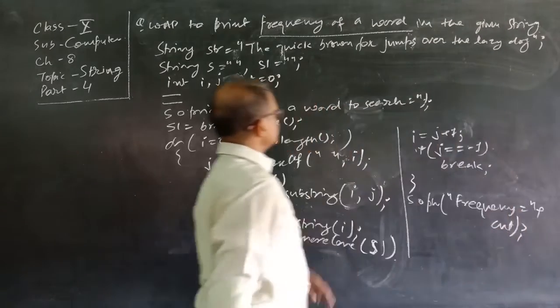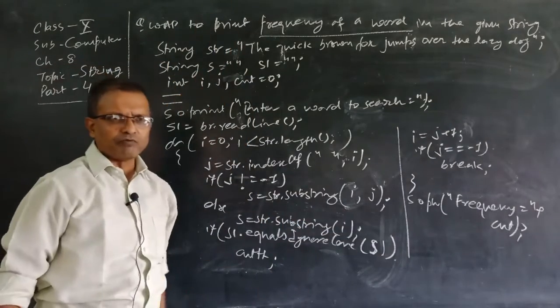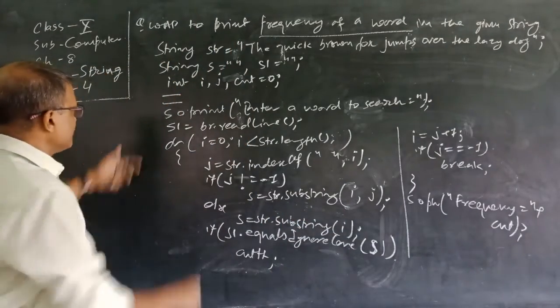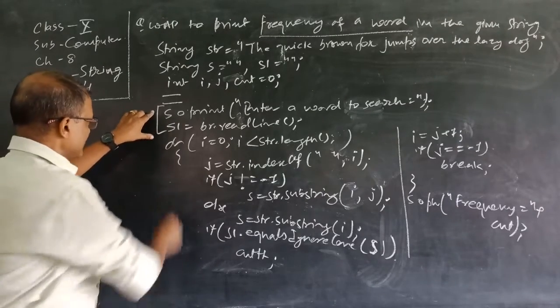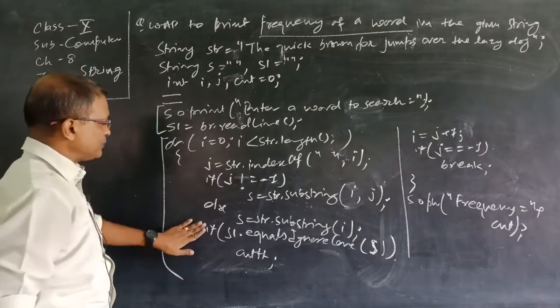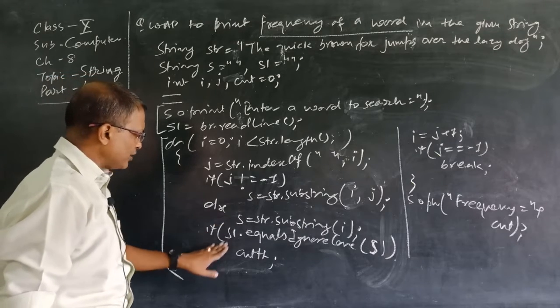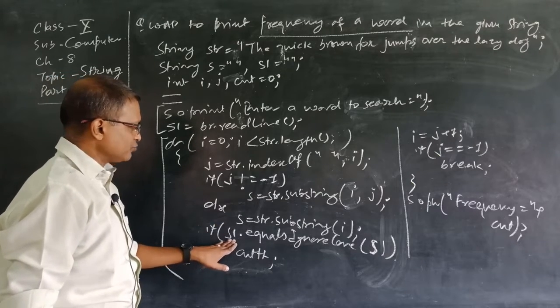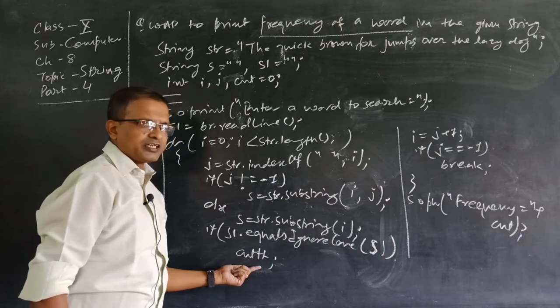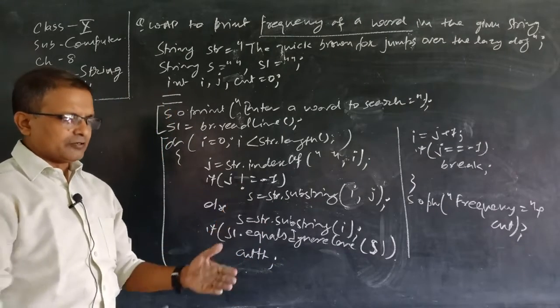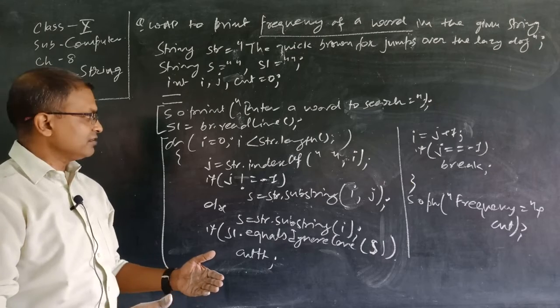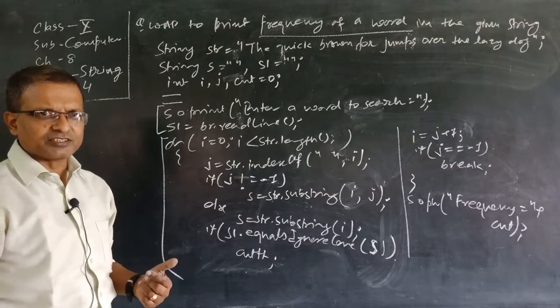That's it. In this way we can find the frequency of a word. What we did, first of all, we have taken the word as input, and after applying the loop we have split the words, and each word is compared with S1. If it is found, then CNT plus plus. This is the same thing as we have done in the case of array, as in the case of linear search.